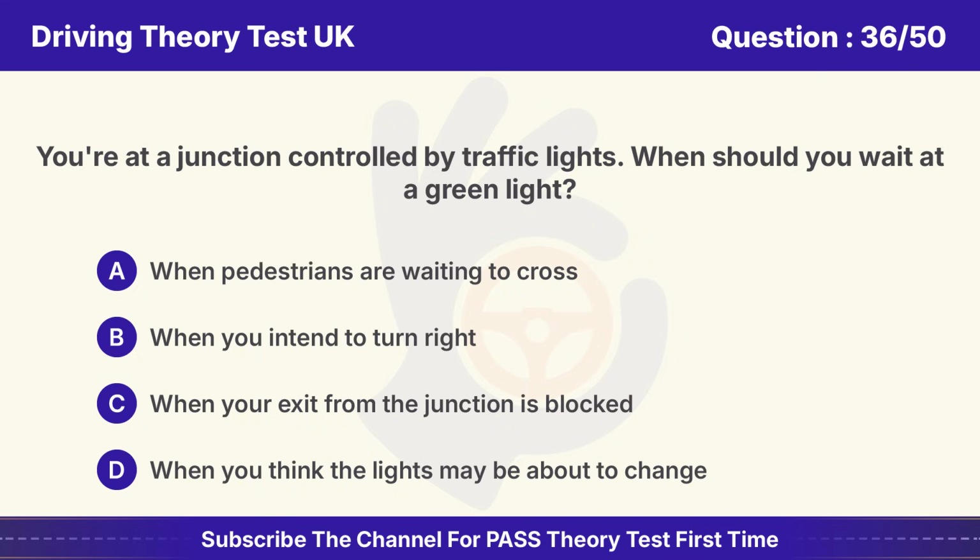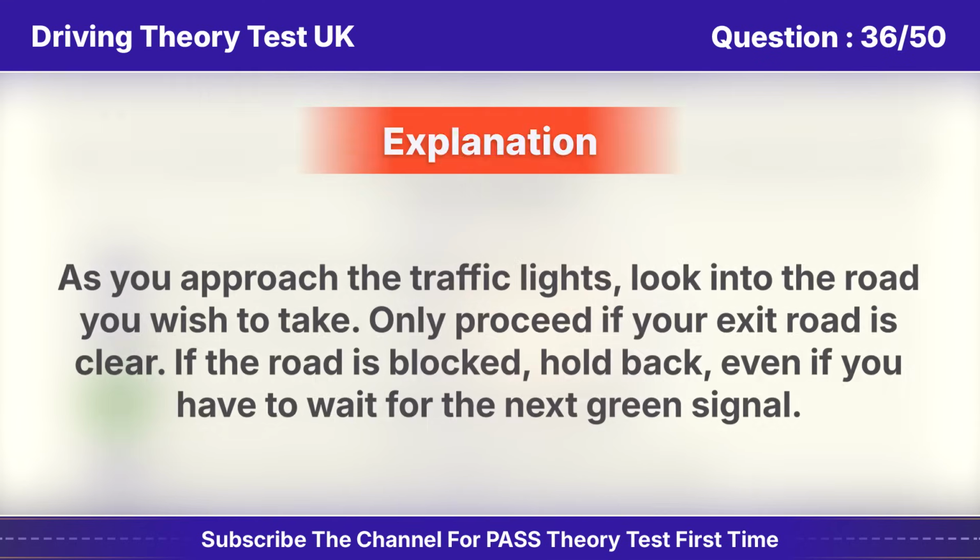Question 36. You're at a junction controlled by traffic lights. When should you wait at a green light? Answer is C. When your exit from the junction is blocked. As you approach the traffic lights, look into the road you wish to take. Only proceed if your exit road is clear. If the road is blocked, hold back, even if you have to wait for the next green signal.